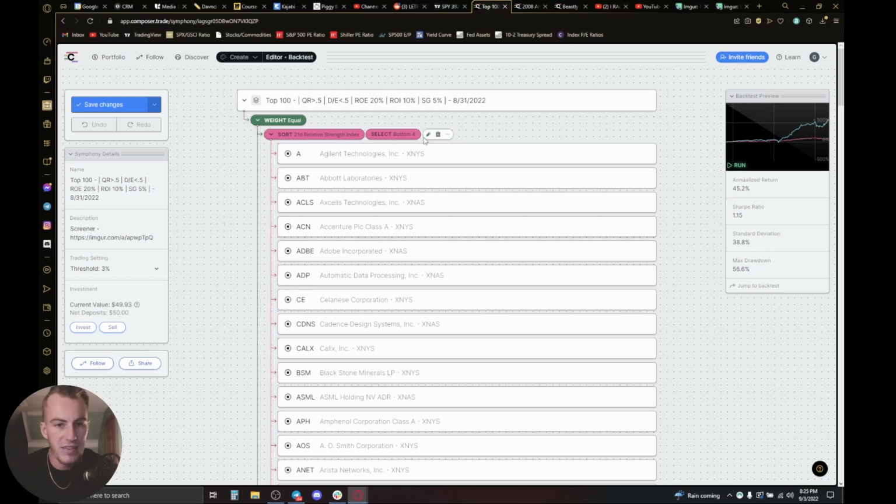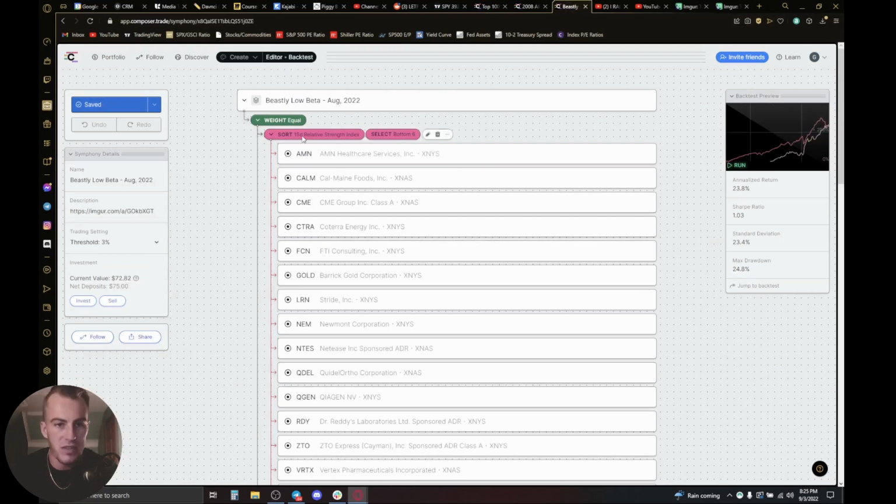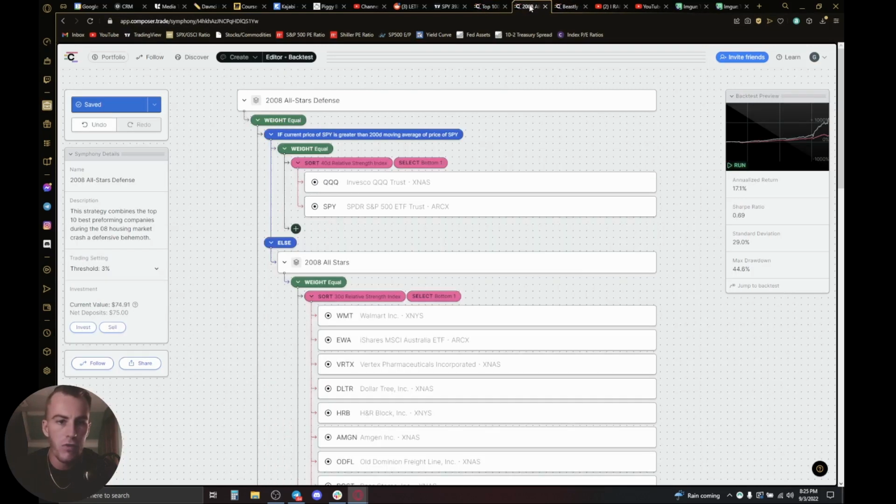So that is the sort function, and then the beastly one is a 15-day relative strength index, and we're buying the bottom six. And then if we go over to this last one, which is the 2008 All-Star Defense, this strategy is actually a little bit more complicated. We added into this one a 200-day moving average of the SPY, and essentially this looks at the bearishness.